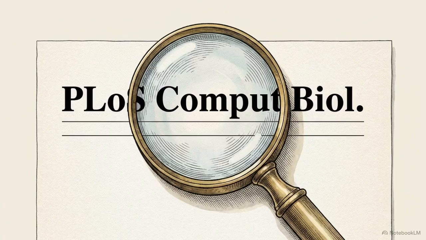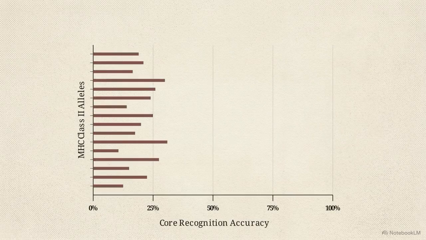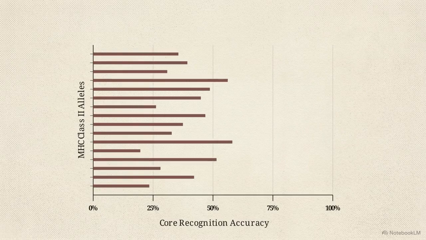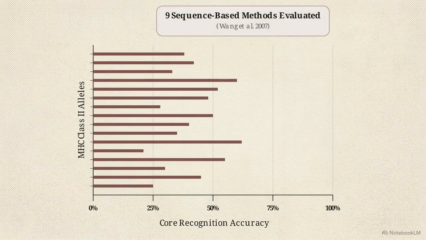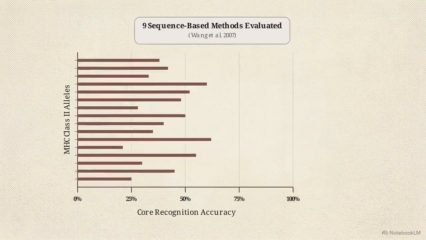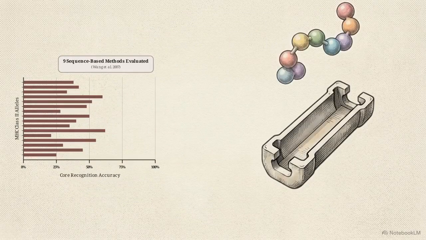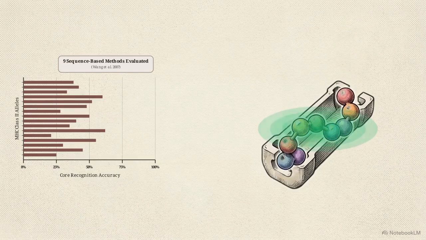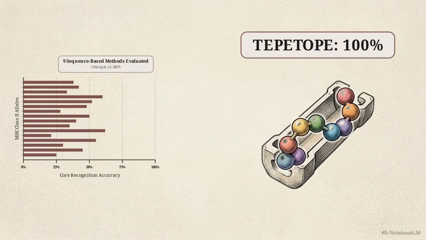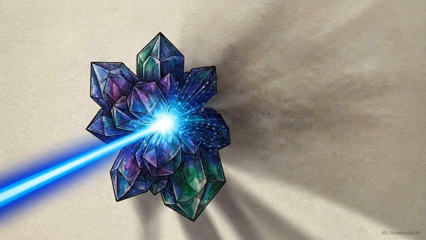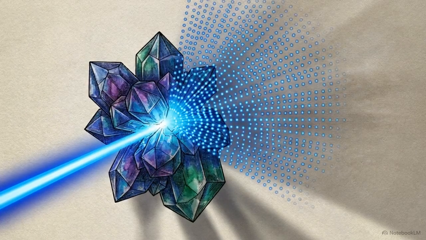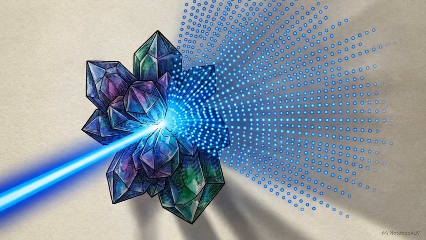A 2007 study by Wang and colleagues laid out the exact cost of this missing dimension by evaluating sequence-based predictions across 16 different MHC class II alleles. The accuracy was poor. Pure sequence methods successfully recognized the binding core between 21 and 62% of the time. One specific method, called TEPITOPE, stood out from the rest. In the same evaluations, it achieved 100% core recognition. TEPITOPE succeeded because it integrates exact three-dimensional structural information from X-ray crystallography rather than relying on sequence motifs alone.